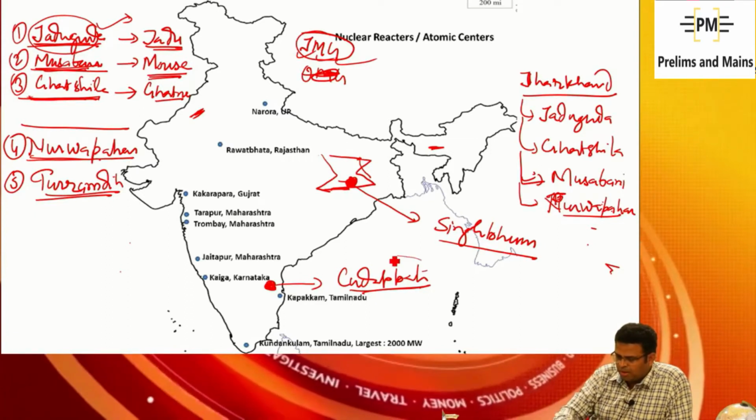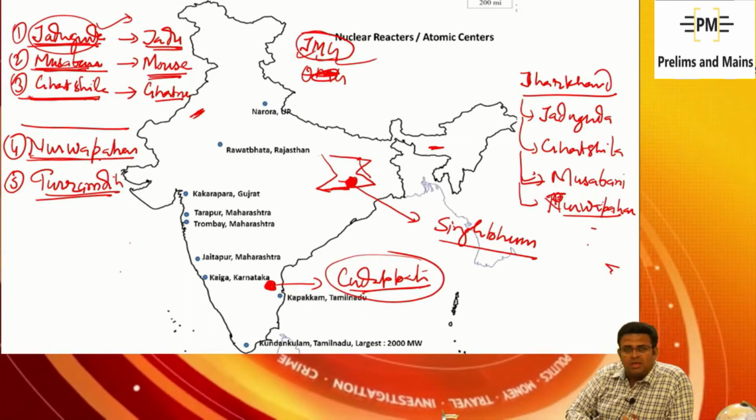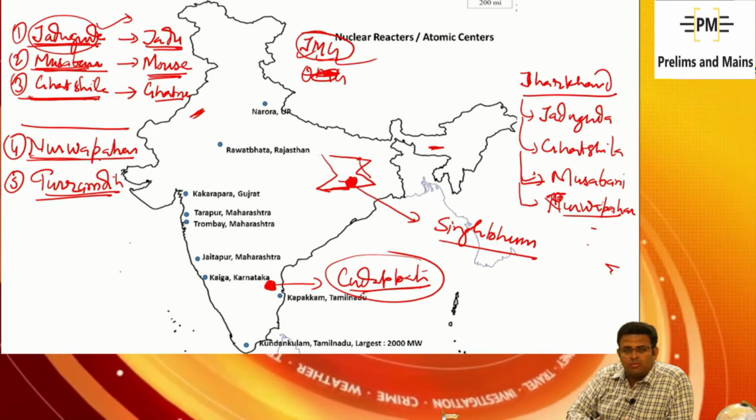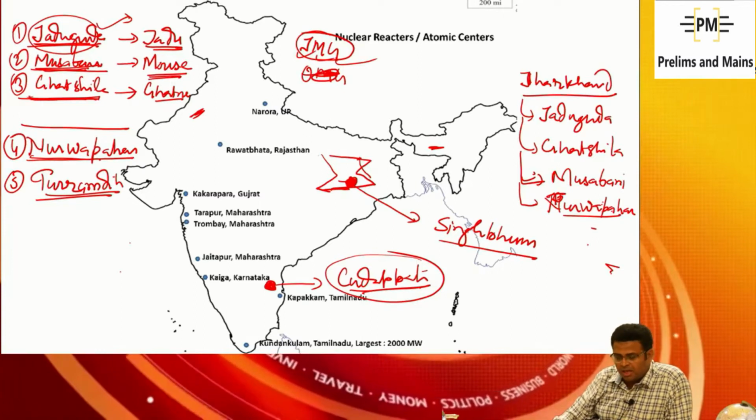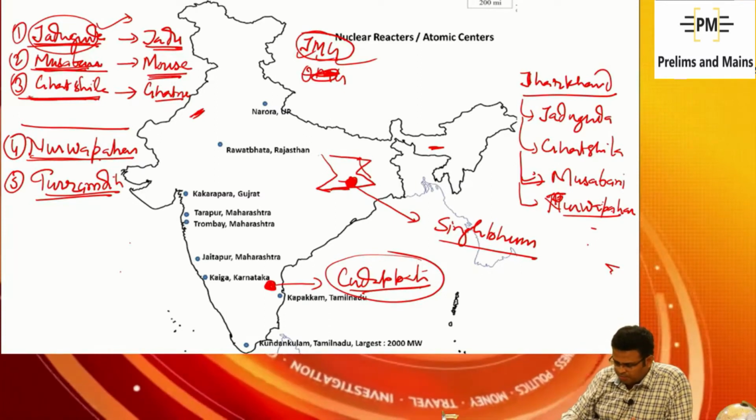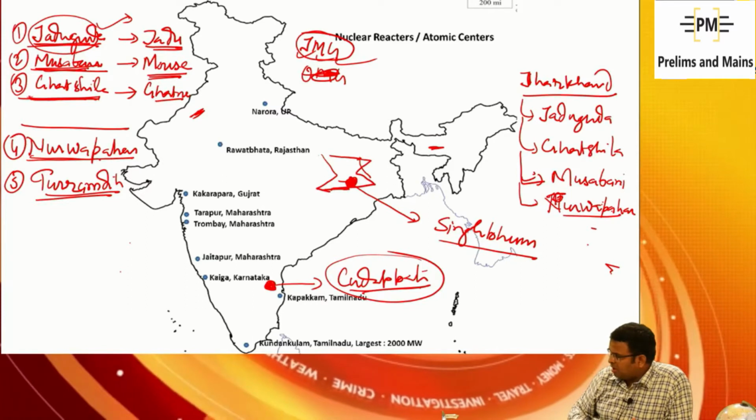And here it is Kudappa. So you have been able to remember the distribution of uranium in India.